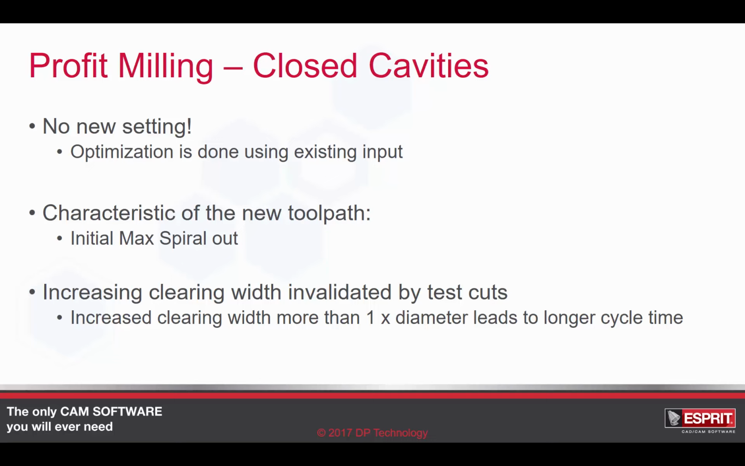If you were to open up the operation page and want to use the profit milling in the new ESPRIT TNG, you'll notice that there are no new settings, and this is the coolest thing to me. The optimization is done entirely by the toolpath using your existing user input, so there's no new settings to fiddle with to try to get the optimal toolpath.